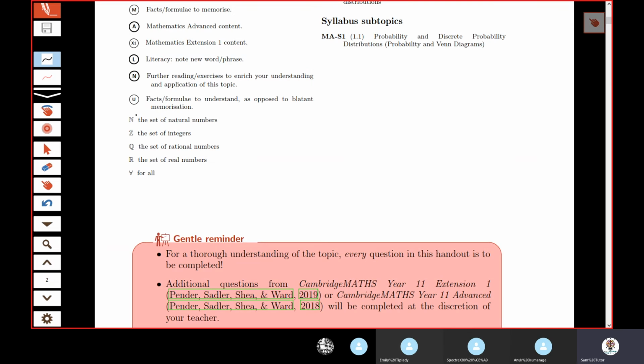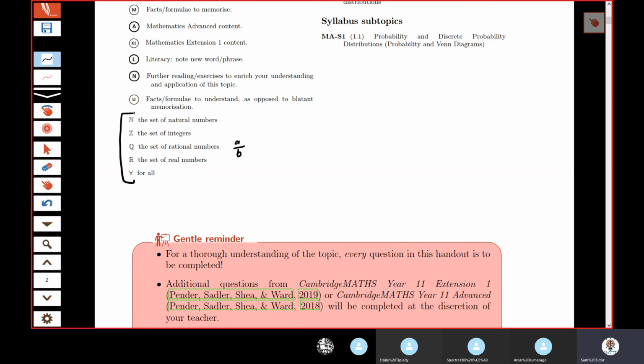These are good to get used to, these particular letters and symbols. Whenever you see N, it means the set of natural numbers. When you see Z, it's the set of integers. When you see Q, that's all rational numbers, which means they can be written as a fraction. When you see R, they're the set of real numbers, so not imaginary, just real. They can be negative, fractions, rational and everything like that. And an upside down capital A means for all.